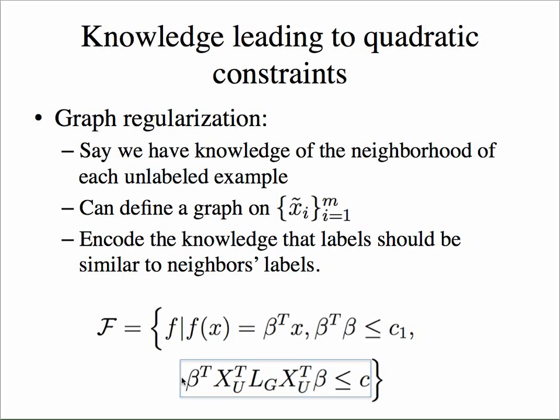This can be encoded as a quadratic form as shown in the blue box. The quadratic form involves the graph Laplacian and the scores on the unlabeled examples. This is an intersection of two ellipsoids.